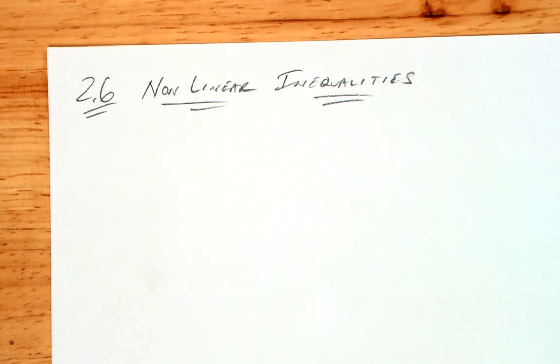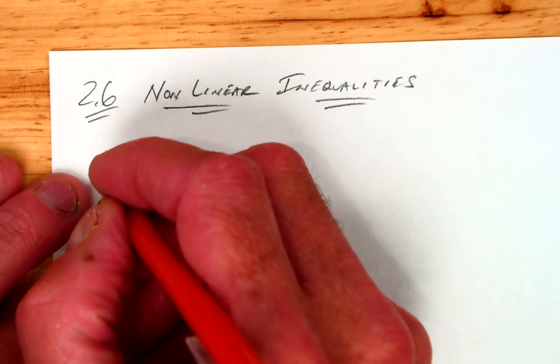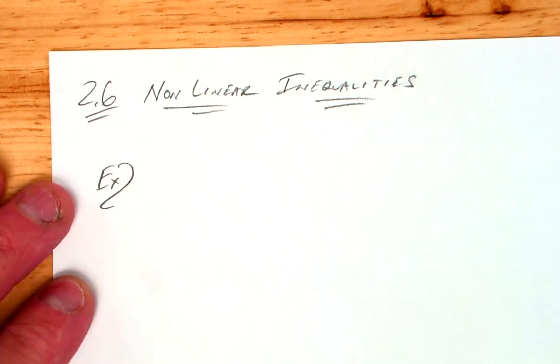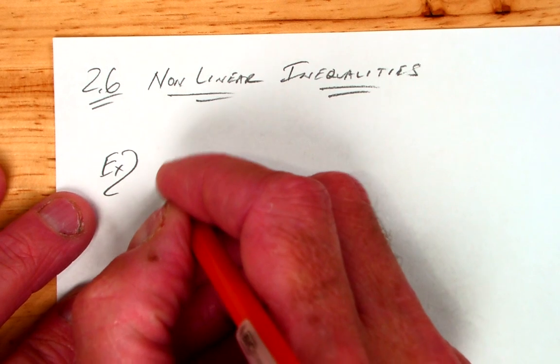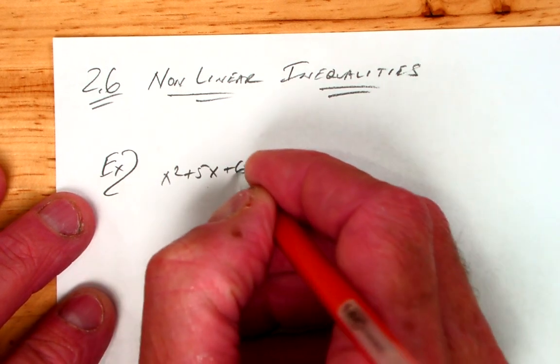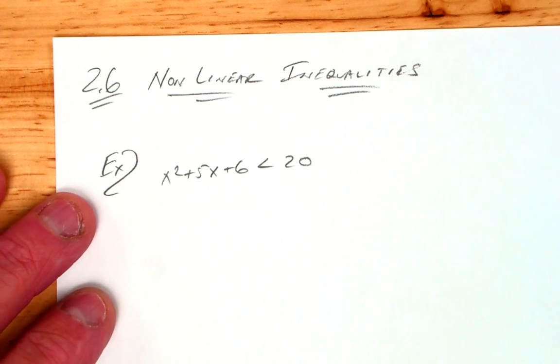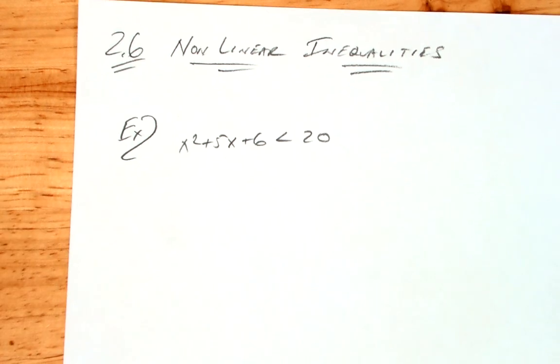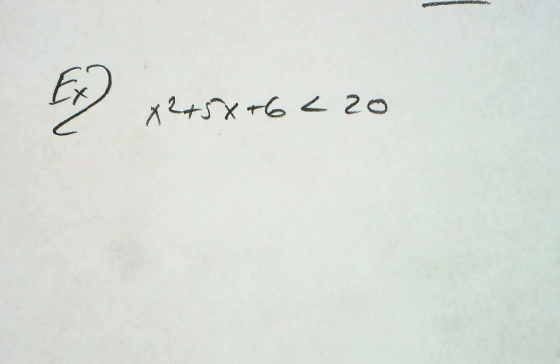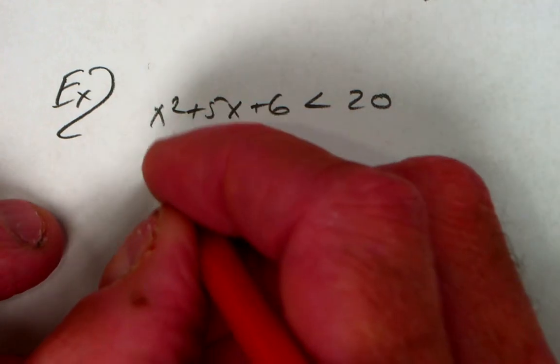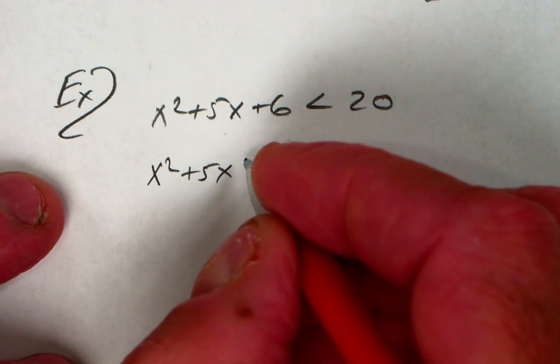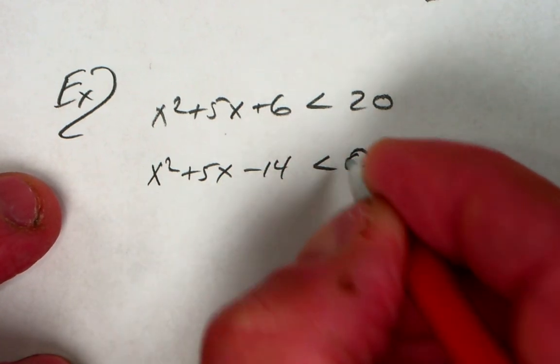Okay? So here's the thing. Nonlinear means there's going to be some squareds in it today. So if I've got x squared plus 5x plus 6 is less than 20. Okay? Well, how in the heck do we do this? It goes back to the same thing. Whenever we have quadratics or cubics or something like that, we have to compare it to 0. Okay? So I'm going to subtract 20. So x squared plus 5x minus 14 is less than 0.